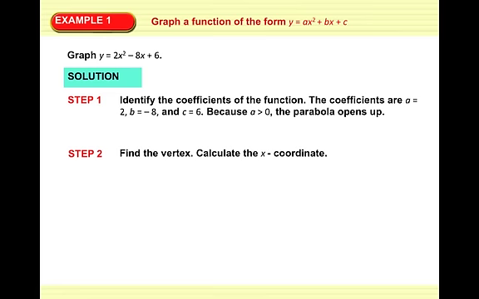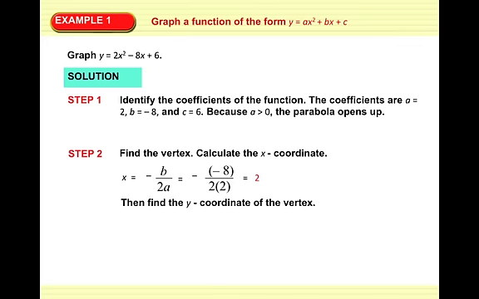Step 2, find the vertex. So first we're going to calculate the x-coordinate. We're going to calculate negative b over 2a. So it's negative negative 8, so positive 8 over 2 times 2. So 2 times 2 is 4, 8 divided by 4 is 2. So the x value of our vertex is 2.